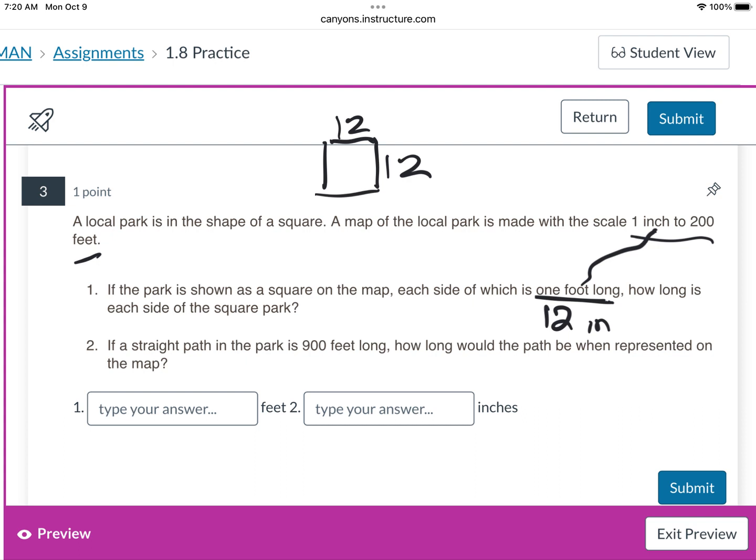Well, 12 inches by 12 inches, or 1 inch equals 200 feet, so 12 inches, I'm going to go 12 times 200. Each side of the park is going to be 2,400 feet.